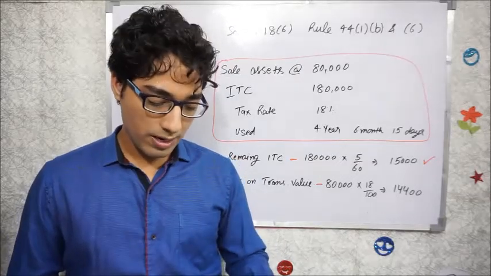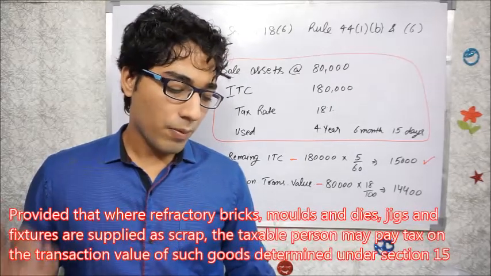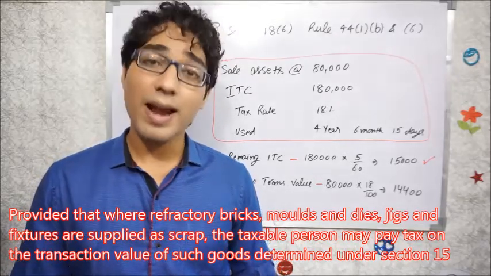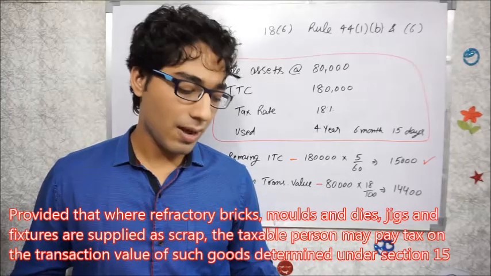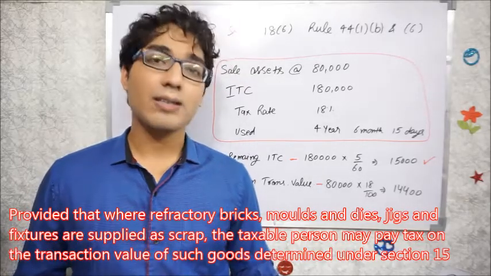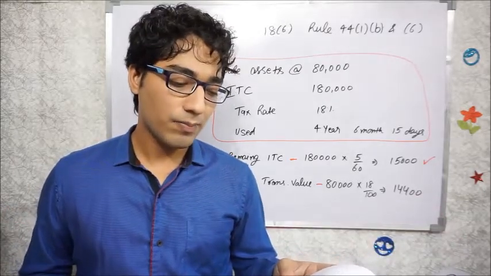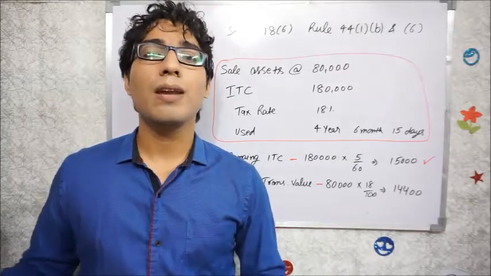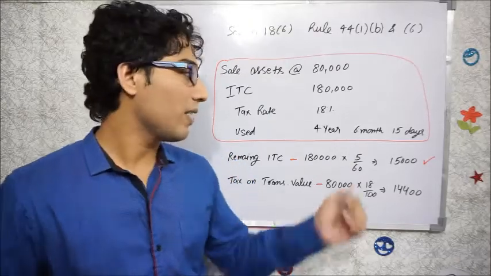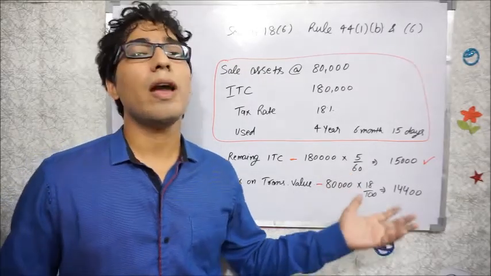And one more important thing, the proviso to section 18, subsection 6 also says something. It says, provided that where refractory bricks, moulds and dies, jigs and fixtures are supplied as scrap, then the taxable person may pay the tax on the transaction value of such goods determined under section 15. So in case of refractory bricks, moulds and dies, jigs and fixtures, you may pay the tax on the transaction value as determined under section 15. You don't need to calculate the remaining input tax credit. Just pay the tax on the transaction value and you will be okay.